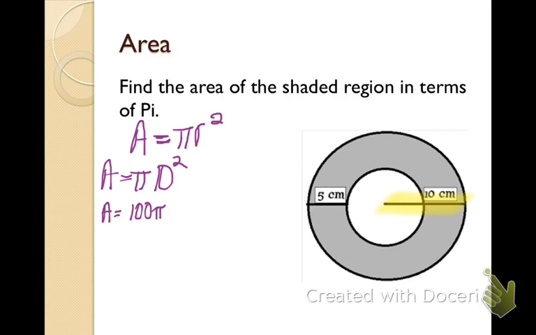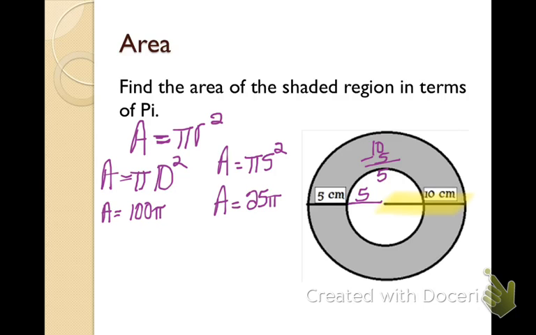Now, let's find the area of the small circle. Well, I know that if the radius of the big circle was 10 and my shaded region is 5, 10 minus 5 gives me the radius of my small circle, which would be 5. So I'm going to say that the area of my small circle equals pi times 5 squared. 5 squared is 25, so the area of my small circle is 25 pi.